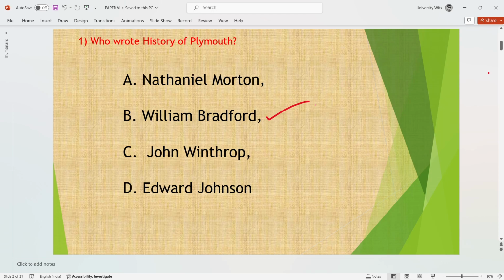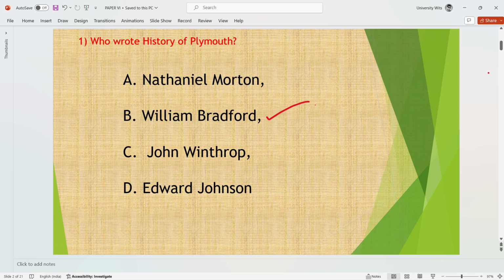Because he was the governor of Plymouth Colony, and wrote a first-hand account titled Of Plymouth Plantation, which chronicles the journey and early years of the Pilgrims. This work is considered the most authoritative account of the colony's founding.